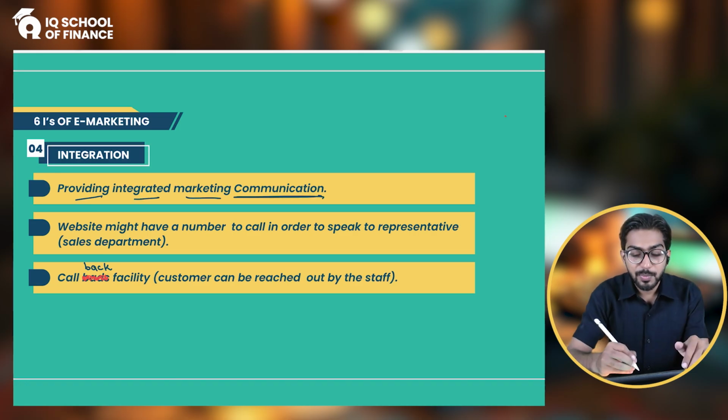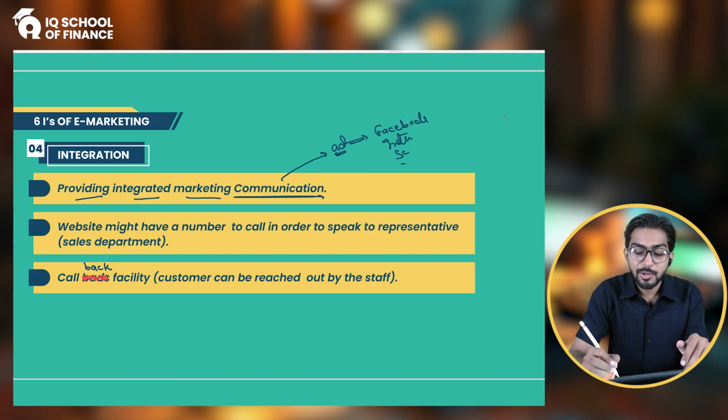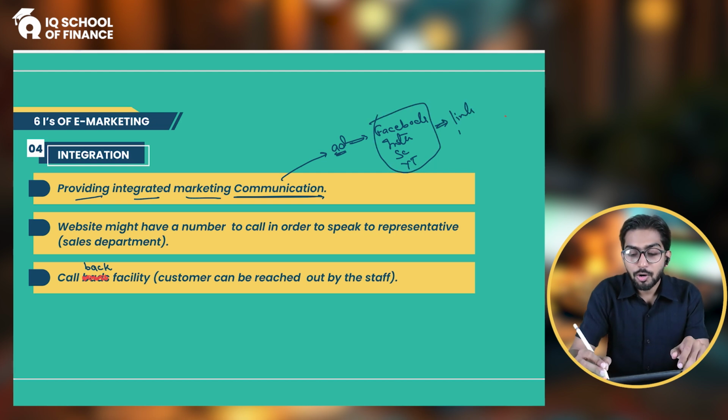So that, for example, I am running an ad on Facebook, all right, or maybe on Insta, or maybe on Snapchat, or maybe on YouTube. And on all of these ads, if there is no link or number or email through which my customer can contact me, what do you think? Is this a good way or good strategy of marketing? No, sir, it is not.